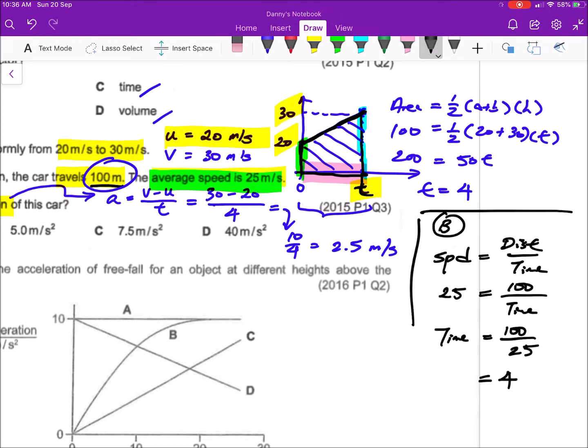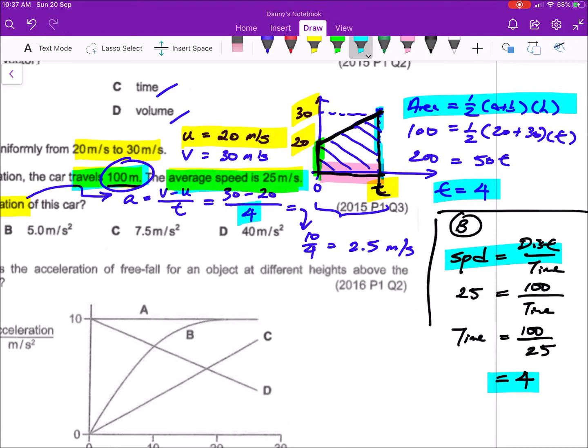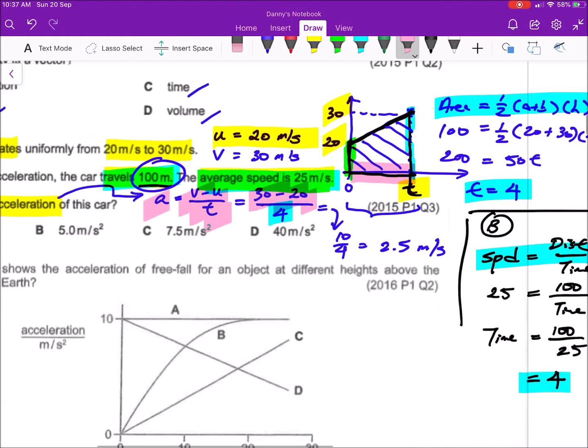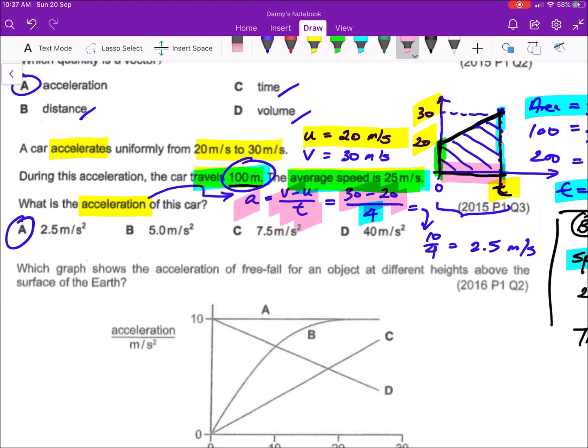So as you can see here, by using the average speed method, I can get time equals to 4, or I can use the area under the graph, I would still get 4. So both methods will give you the same time, and you can use the time to actually solve your acceleration formula, solve for your acceleration.